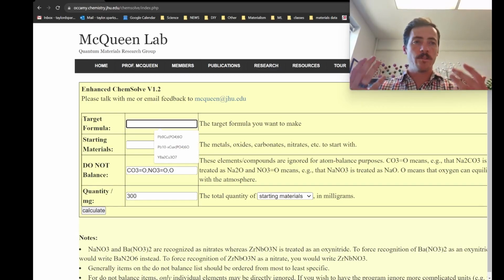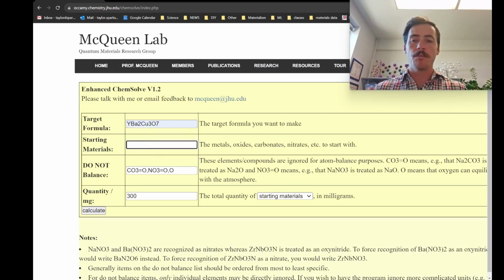You type in what it is you're trying to make. Like here, let's say we're trying to make YBa2Cu3O7. Technically, you could put Y1 here to differentiate, but it will know that it's talking about yttrium and barium. It does a pretty good job if you leave that out.